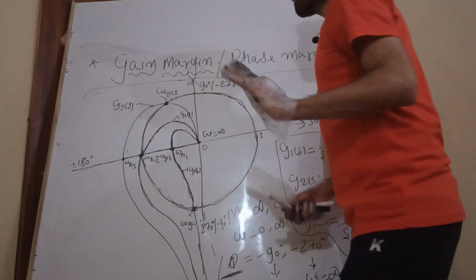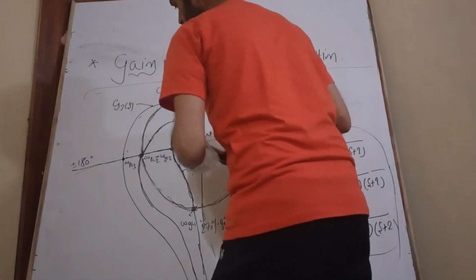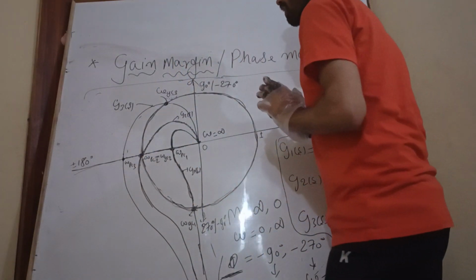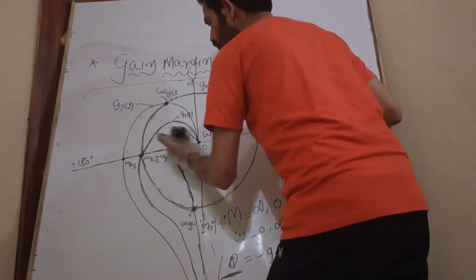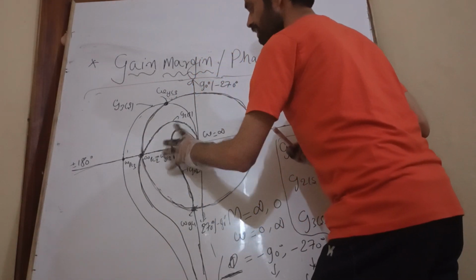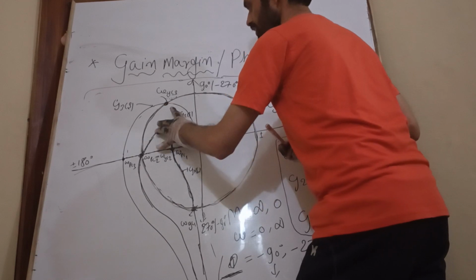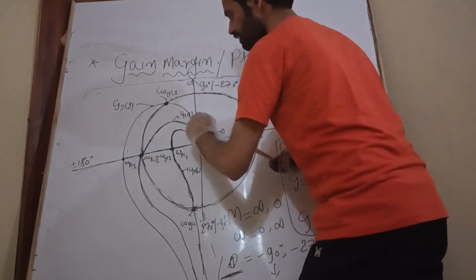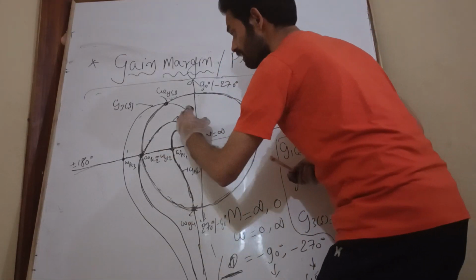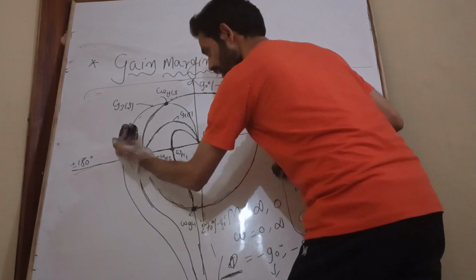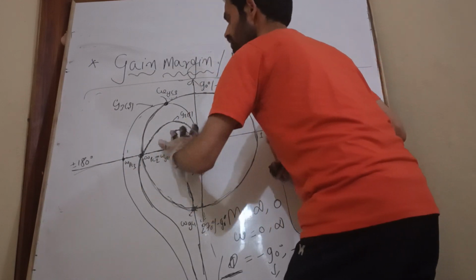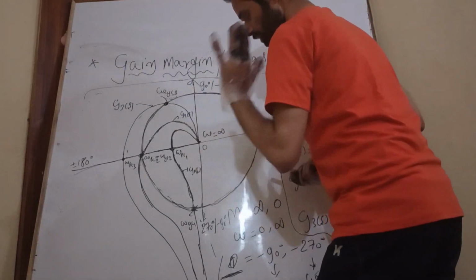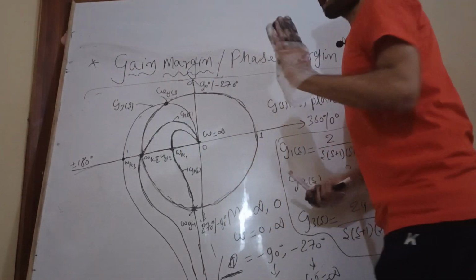Okay, so that is understood. Now we will see which one is stable and which one is unstable. As we know very well, whatever plot cuts the real axis inside the circle, all those systems are stable. From here you can say which one is stable and which one is unstable.